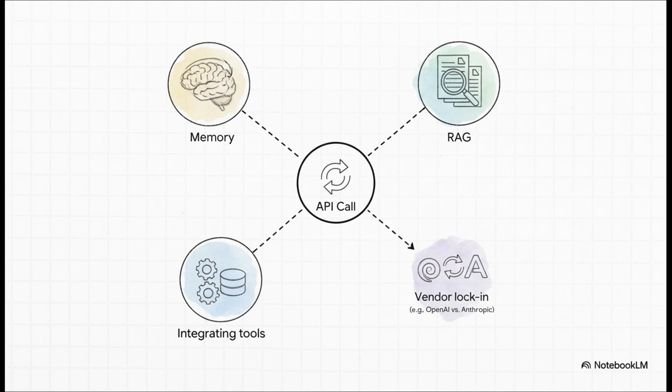You need a way to handle memory. You have to figure out retrieval augmented generation, or RAG, to make the bot aware of your company's private data. And then there's the big one, vendor lock-in. What happens if you built everything for OpenAI's API and then want to switch to Anthropic? Your simple script just ballooned into this complex, brittle piece of software.